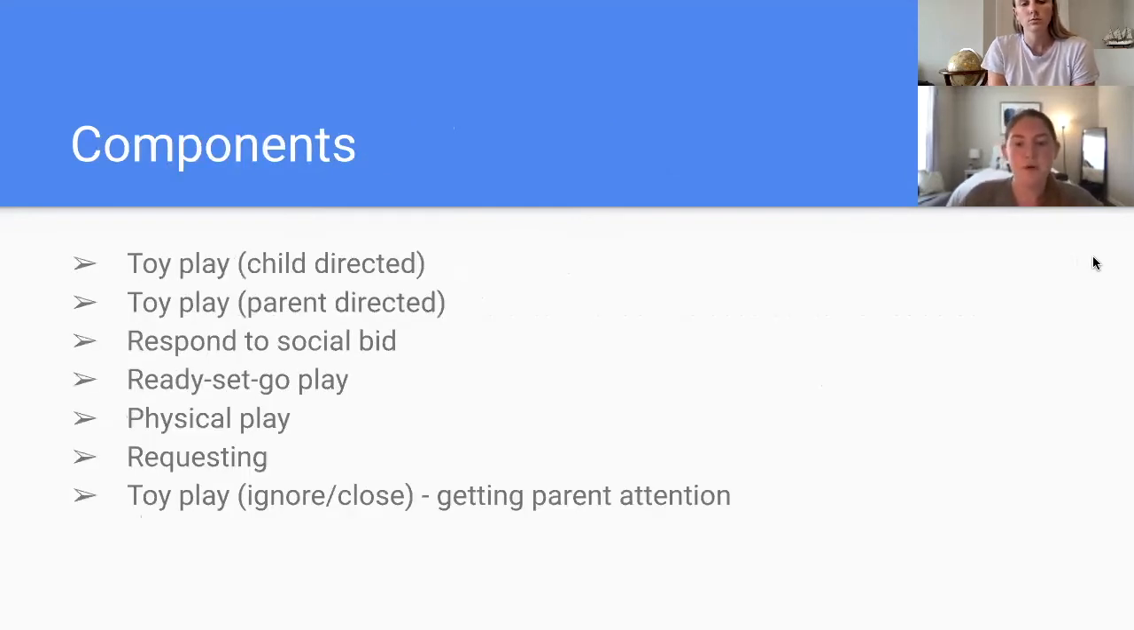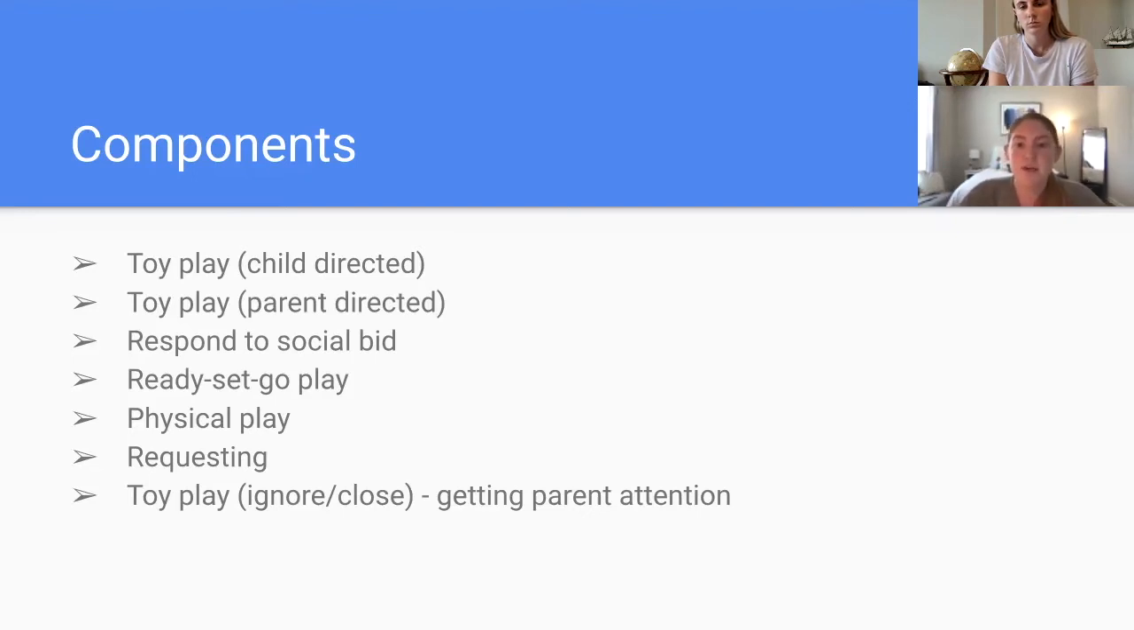So these are the components of the TELE ASD PEDS. This is the general suggested order of things, but again, things are very flexible, so they do not necessarily have to go in this order. The first one on here is toy play. Toy play that's child-directed is just providing the child with 5 or 6 toys for them to play with on their own and just seeing how they interact with those toys. Then toy play that's parent-directed. This is when we would ask the parent to get involved and interact with the child.